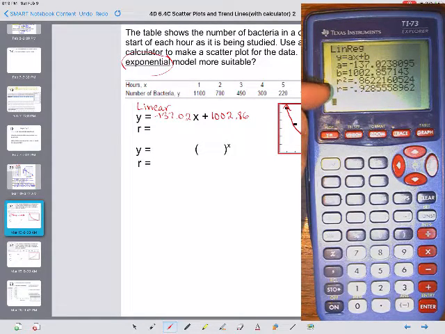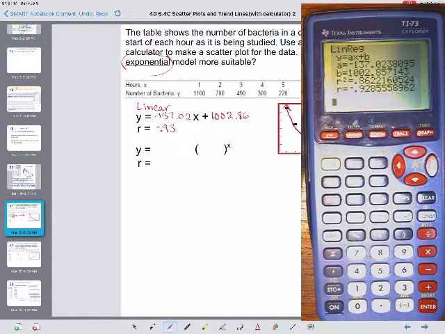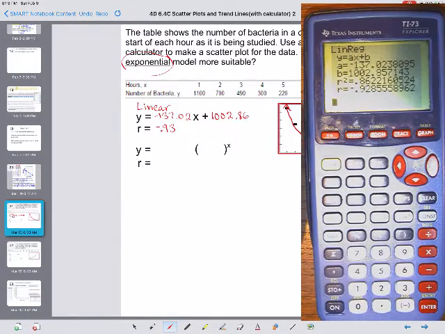The correlation coefficient is negative 0.93. I'm going to round to the nearest hundredth as well, 0.93. It is decreasing, so it makes sense that we do have a negative correlation.